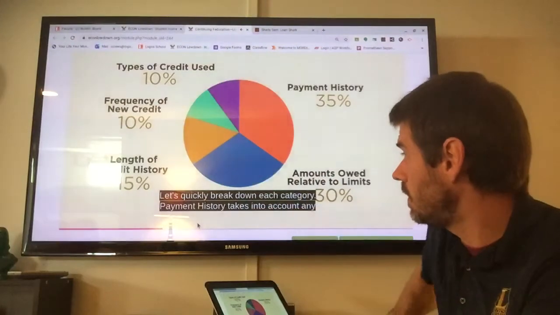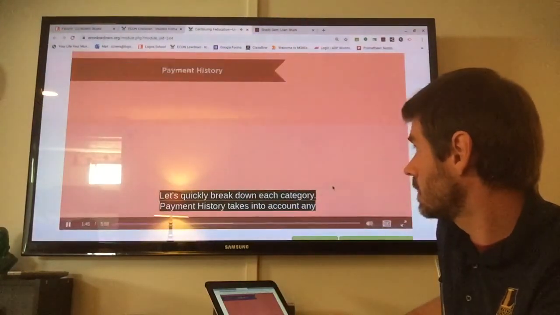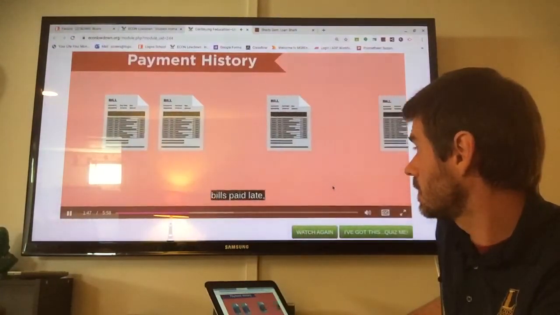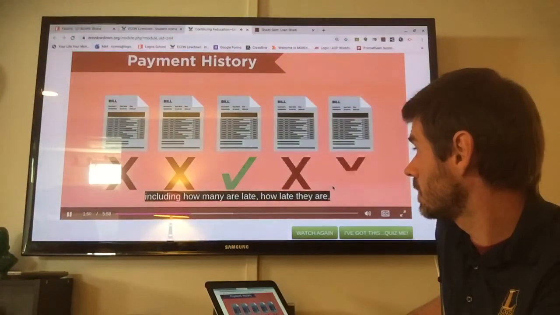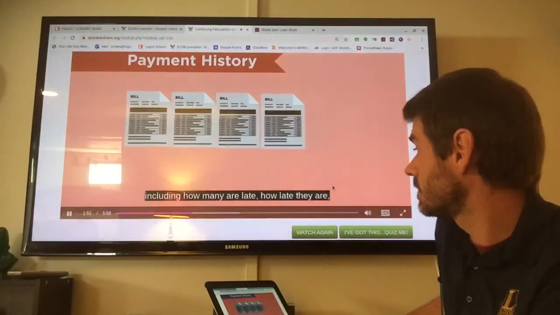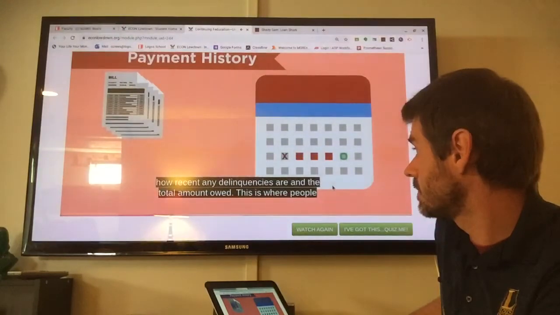Let's quickly break down each category. Payment history takes into account any bills paid late, including how many are late, how late they are, how recent any delinquencies are, and the total.